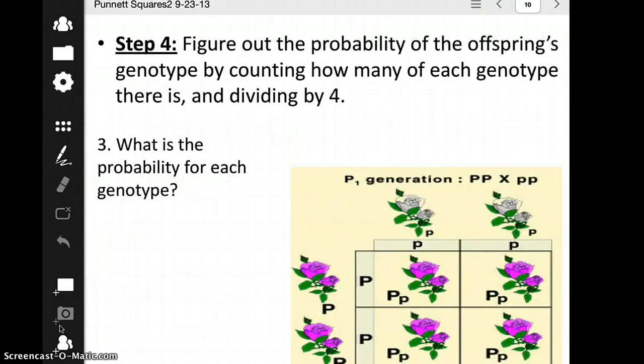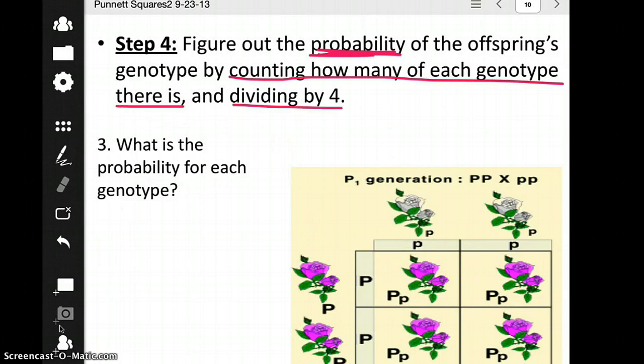Now, number 3 asks you, what is the probability for each genotype? So now we're getting into math, okay? So this is how you figure out probability. You might be familiar with this because you might have covered this in your math classes, but if you haven't, I'm going to show it to you right now. So you're going to figure out probability. Remember, probability means the chance. What's the chance of something happening, right? So this is how you do it. You count how many of each genotype there are, and you divide that by 4.